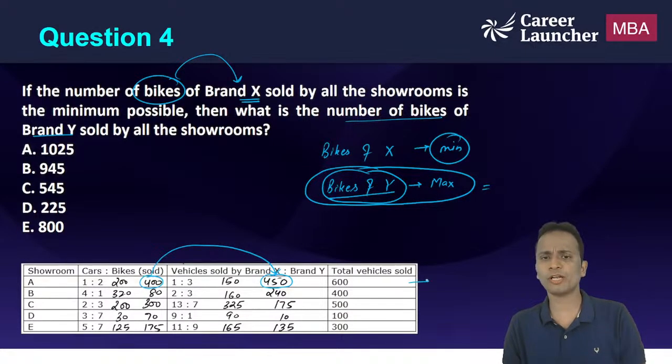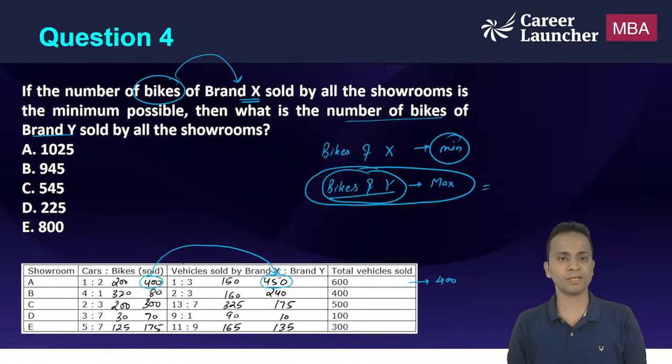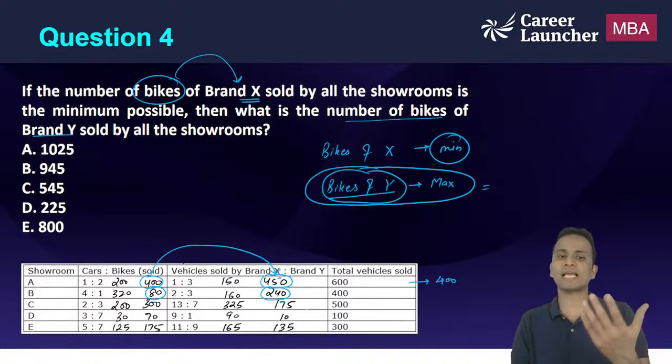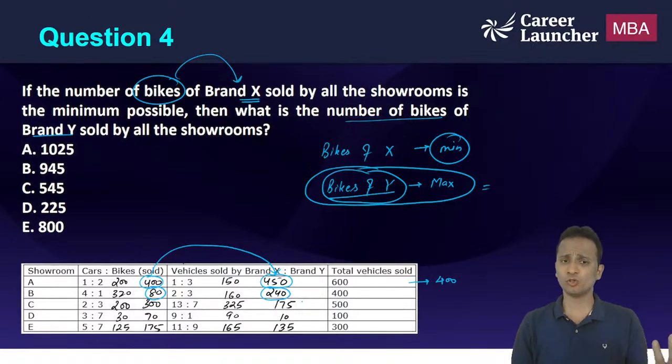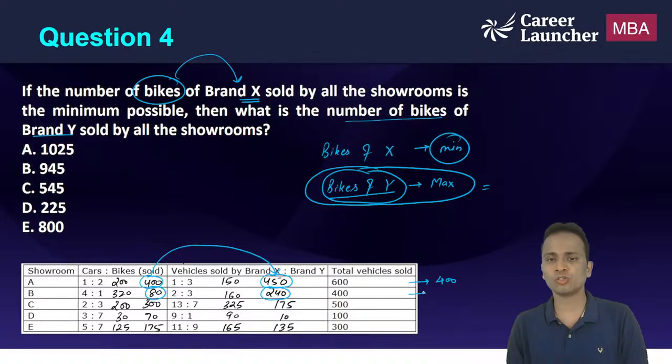So for showroom A, this number will be 400. I'm writing it on the right hand side of the table. Now next, for showroom B, the total bikes is 80 and brand Y's total vehicles is 240. So all these bikes can be of brand Y. Yes, 240 can accommodate 80, the entire value. So for showroom B, this number will be 80, number of bikes of brand Y.